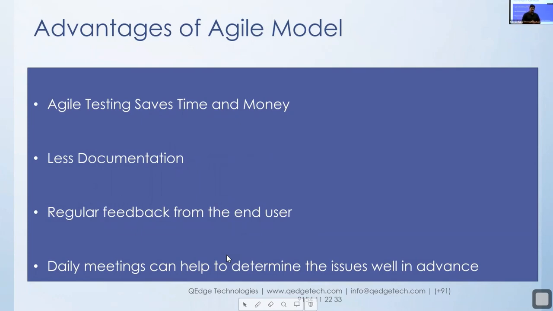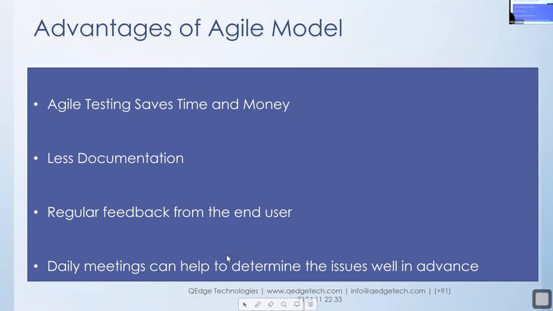What about in waterfall model? After 3 months, you are showing the output to the client. But here, every week, you are showing something to the client, getting the feedback from the client. So at an early stage, you are getting feedback and suggestions from the client, which are easy to incorporate. That is the other major advantage of this agile model. Regular feedback from the customer, end user, results in a better product.